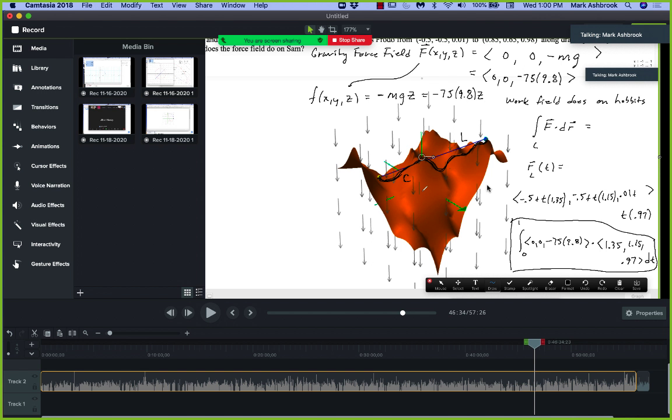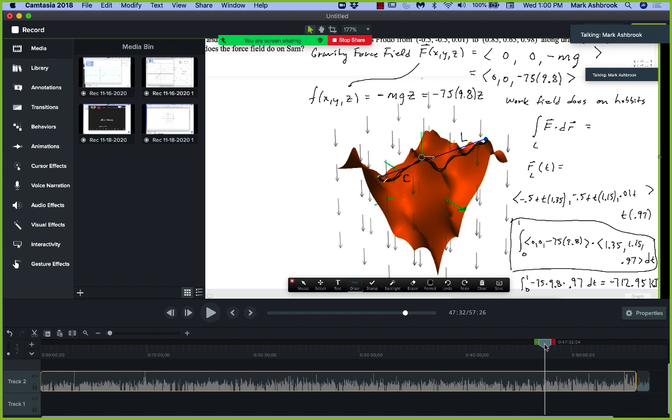But then the work that Sam does would be, he's carrying Frodo, so the work that Sam does would be equal and opposite to the work that the vector field does. And so we see the work that the vector field does was a negative 712, so the work that Sam does was a positive 712.95 kilojoules.